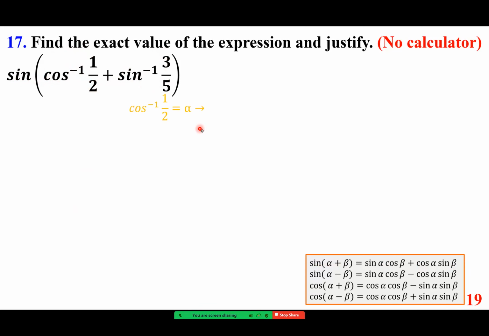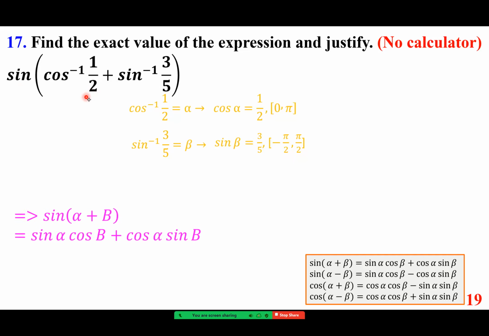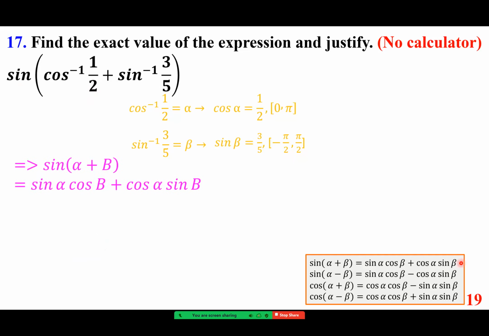By definition, cosine of alpha is 1/2, and as you know, it's between 0 and pi, because for cosine the restriction was the first and the second quadrant. Now this one, let's say it's beta, and sine of beta is 3 over 5, and the restriction was the fourth and the first quadrant. So we are asking for sine of alpha plus beta, which uses this formula.